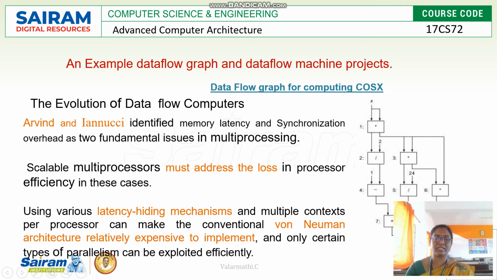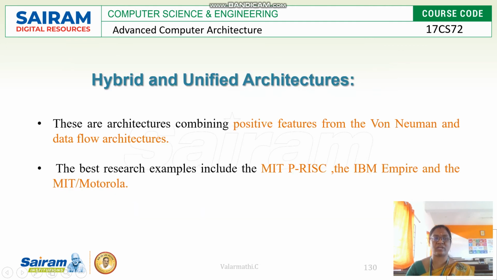How it can be resolved in a scalable multiprocessor means it should be addressed in an efficient manner on the processor side. So using various kinds of latency hiding technologies and multiple contexts per processor, we can make that architecture work in the most efficient way, and it can also achieve the type of parallelism in an efficient way. And hybrid and unified architecture.